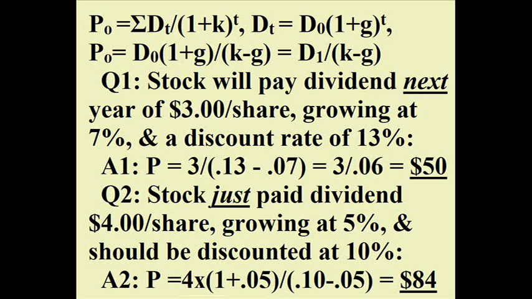How about the stock just paid a dividend of, say, $4 a share, grows at 5%, and should be discounted at 10%. Well, we have to adjust that dividend to next year, so we have $4.20, that's $4 plus the 5% growth, dividing by the difference of 10 and 5%, we get $84.